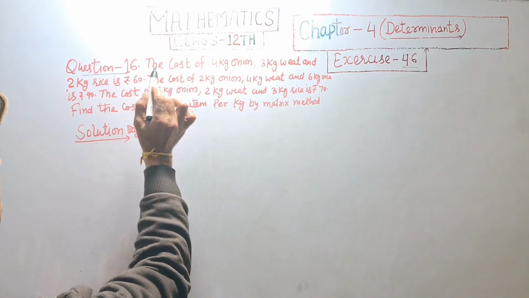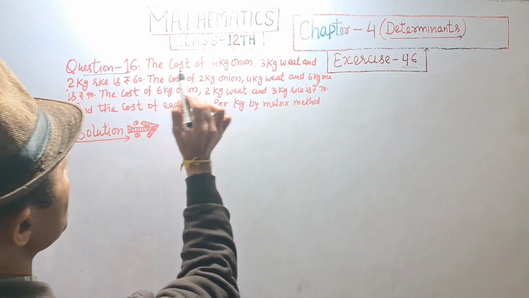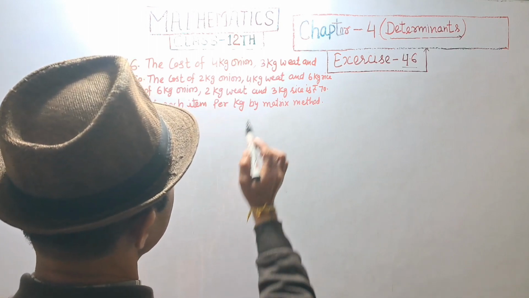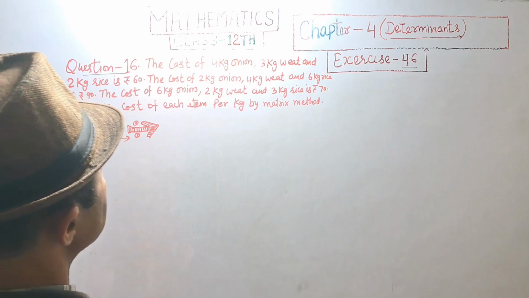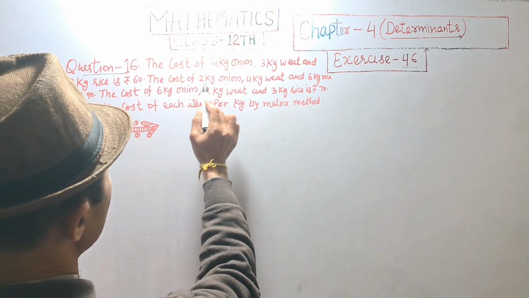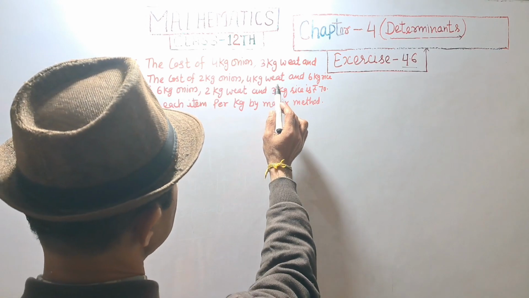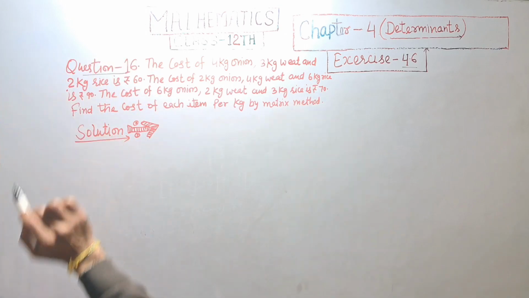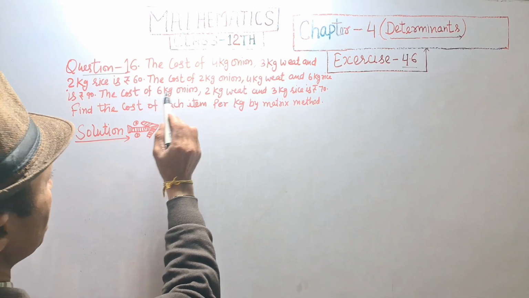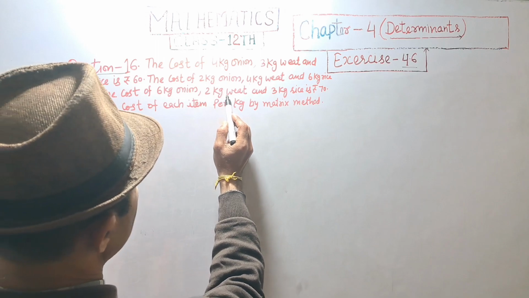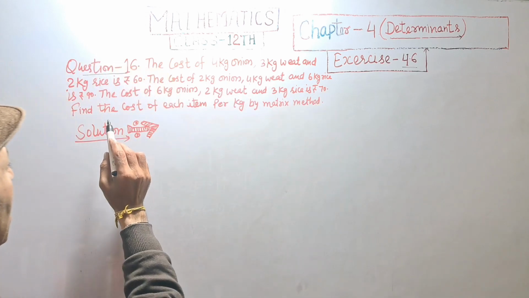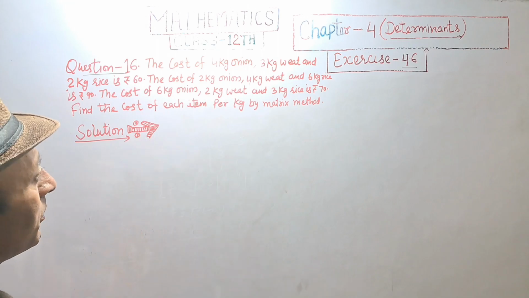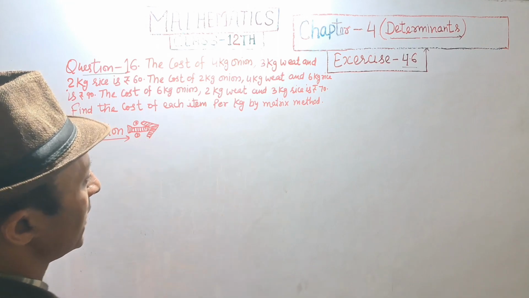Question number 16. We have given the cost of 5 kg onion, 3 kg wheat and 2 kg rice is rupees 60. The cost of 2 kg onion, 4 kg wheat, kg rice is rupees 90. The cost of 6 kg onion, 2 kg wheat and 3 kg rice is rupees 70. Find the cost of each item per kg by matrix method.